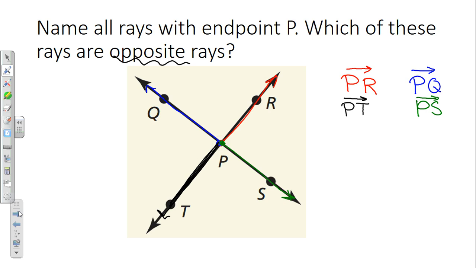All right, now they want to know which ones are opposite rays. Remind me, what did opposite mean? PS and PQ. Why are PS and PQ opposite rays? They go in the opposite direction. They form a straight line. Okay, one went northeast, one went southwest, right? Or actually probably northwest and southeast, okay? And so the other pair of opposite rays are PR and PT.